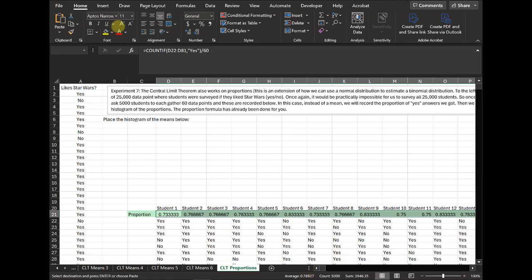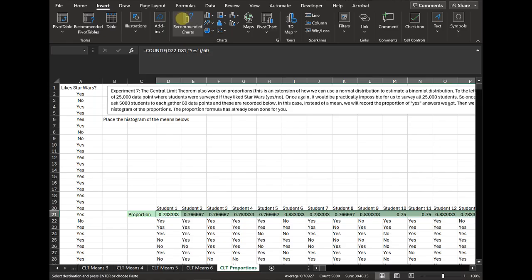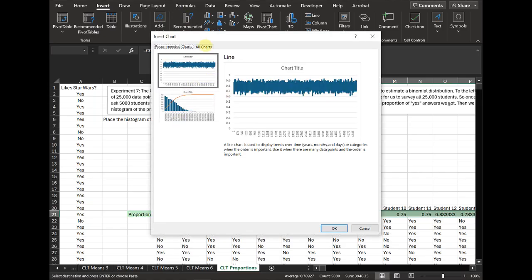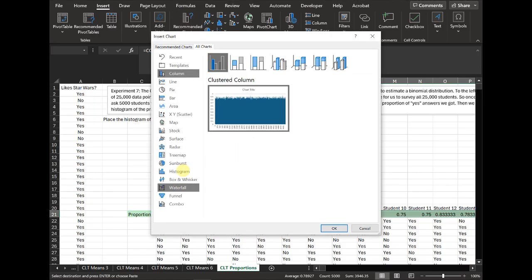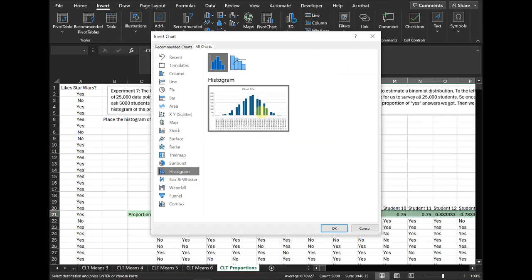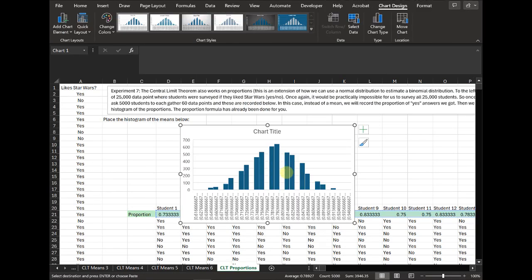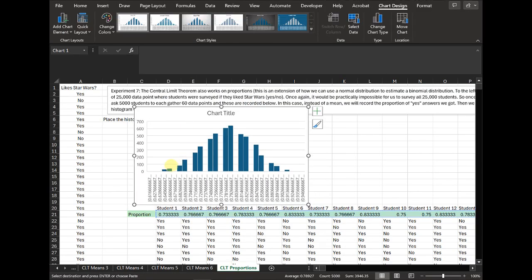So if I take all of this proportion data, let's see, if I make a histogram of it, it's going to look a little funkier in this case, but it still approximates, still looks like that normal distribution, right?